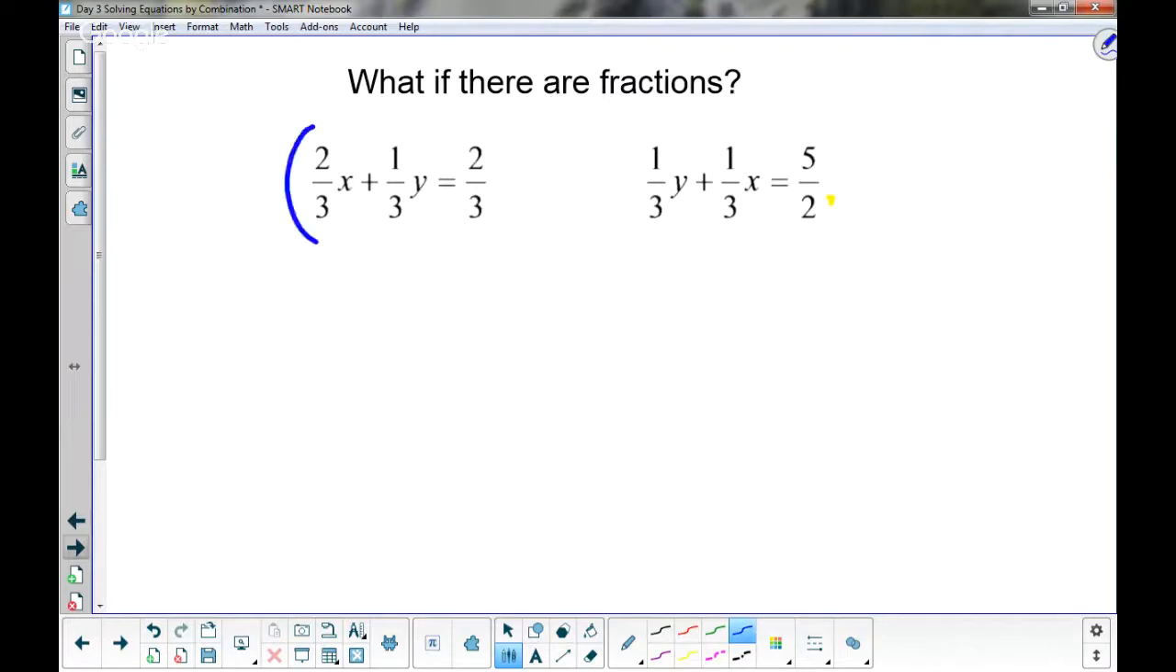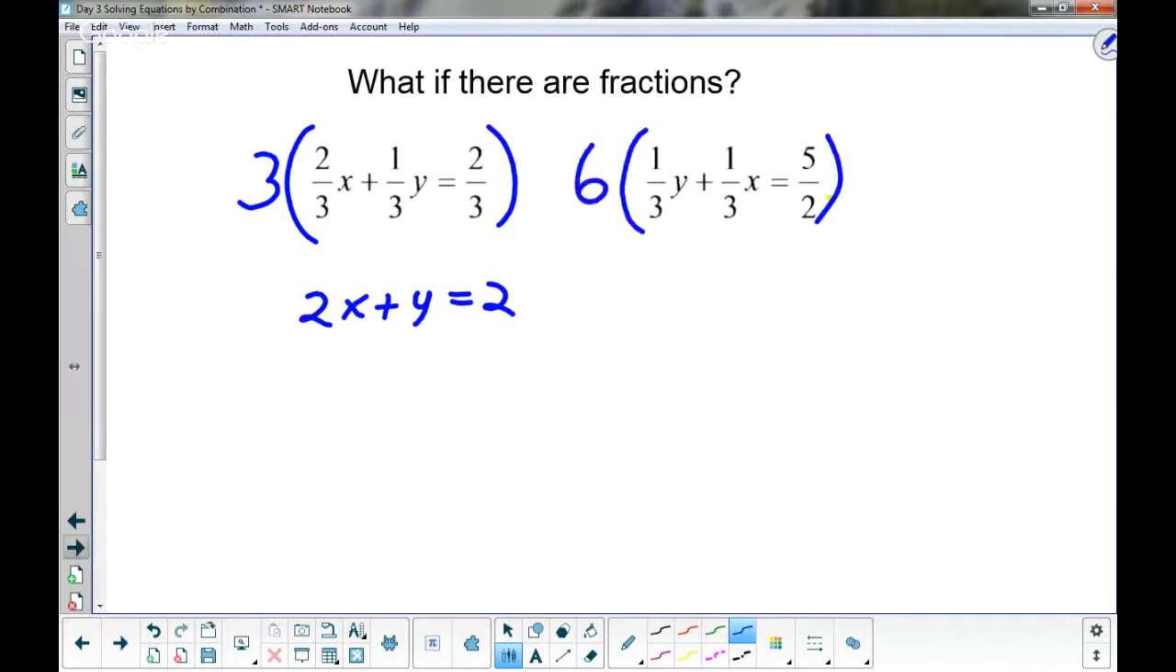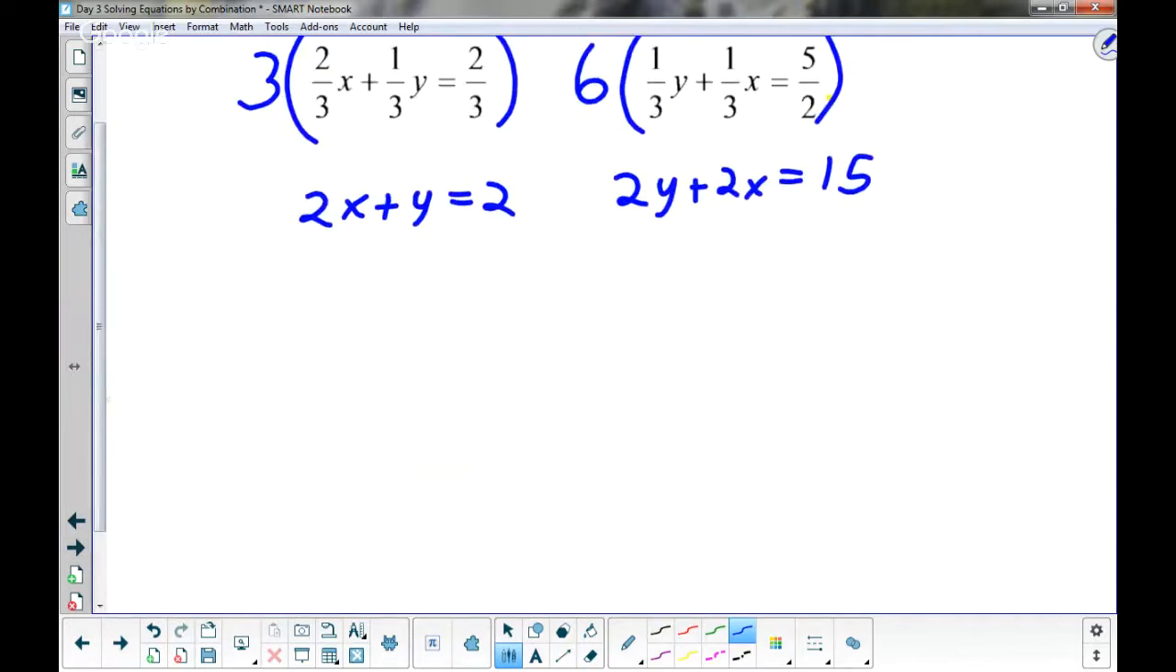The first one, because all the denominators are 3, we know the least common number is 3, so we'll multiply everything by 3, and we get 2x plus y equals 2. And that looks a lot easier to solve. Second one, the least common denominator is 6, 3 and 2. So we get 2y plus 2x equals, in this case, 15. 6 times 5 halves is 15. All right, so let's go ahead and stack these up and put them in order. So we're going to write it out as 2x plus y equals 2 and 2x plus 2y equals 15.